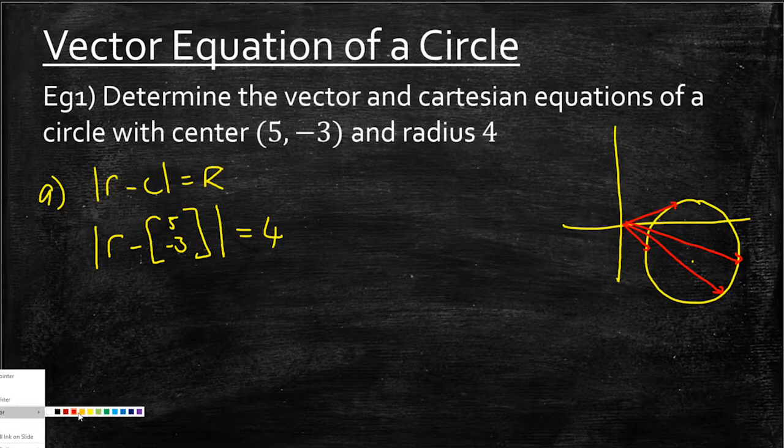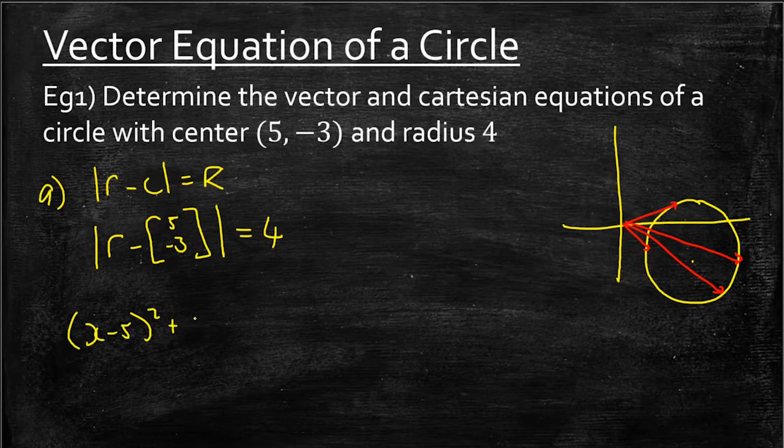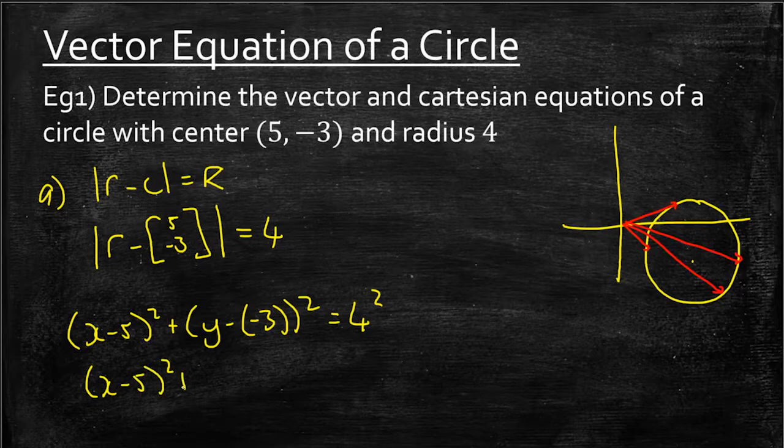The Cartesian equation is pretty easy. You don't need to go through any elaborate processes. You should just know the formula, that it's going to be (x take away 5) squared plus (y take away -3) squared equals 4 squared. And we'll make that look a bit nicer: (x take away 5) squared plus (y plus 3) squared equals 16.